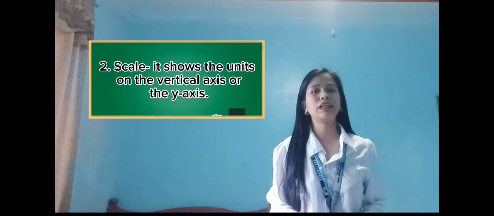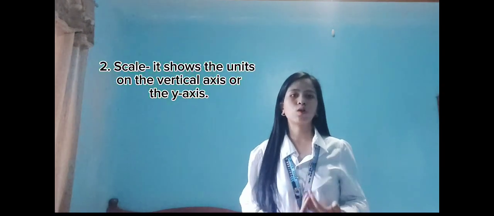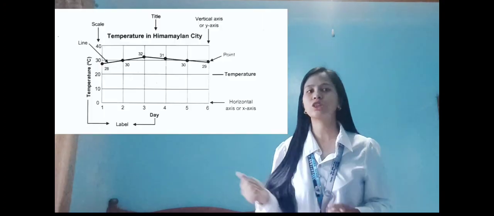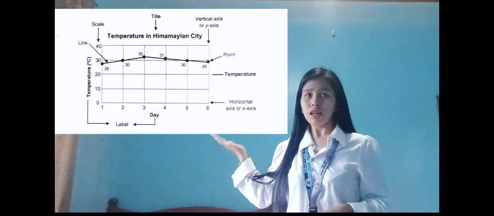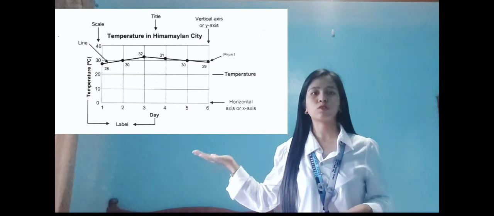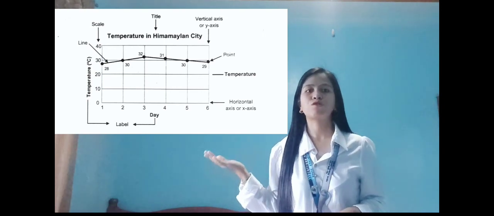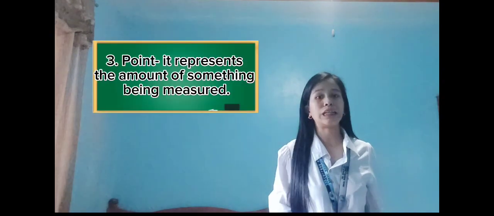The second one is the scale. It shows the units on the vertical axis or the y-axis. The numbers used in the scale must be equal intervals. From the graph above, you can see that the scale ranges from 0 to 40. And since it must be equal, the equal interval is 10 degrees Celsius between two temperatures.